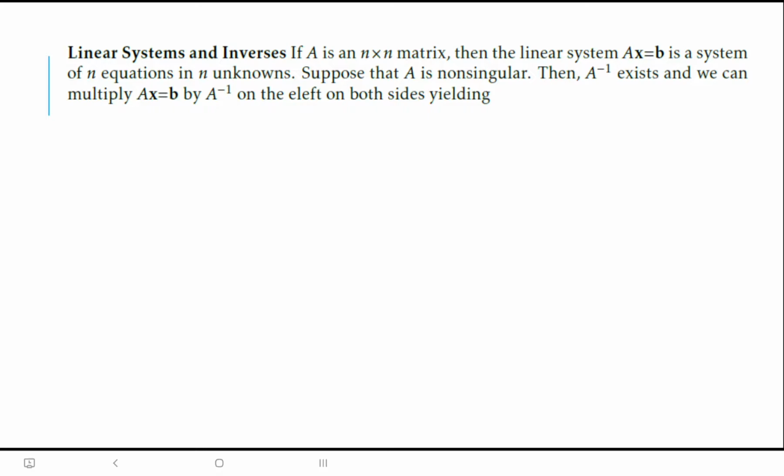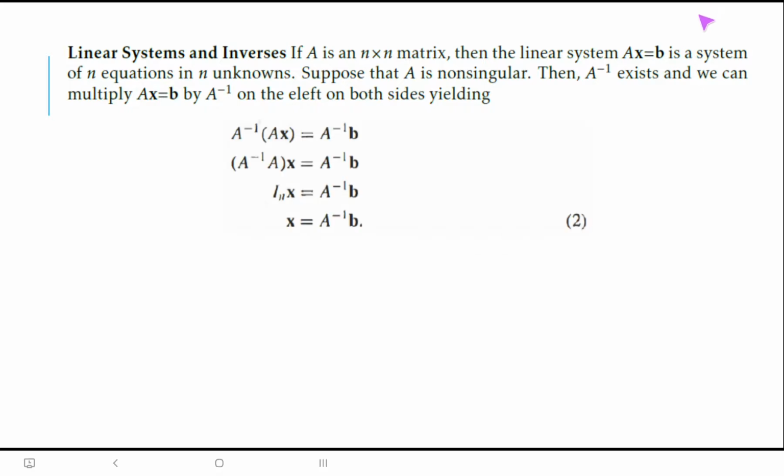So, paano ba natin gagamitin yung inverse sa pagsosolve ng linear system? So, suppose that we have an n by n matrix. So, tatawagin natin siyang A. Then, yung linear system natin, AX equal to B, ay system ng n equations na merong n variables or n unknowns. Okay? So, if A is non-singular or merong inverse si A, okay, pwede nating i-multiply si AX equal to B ng A inverse para makuha to.